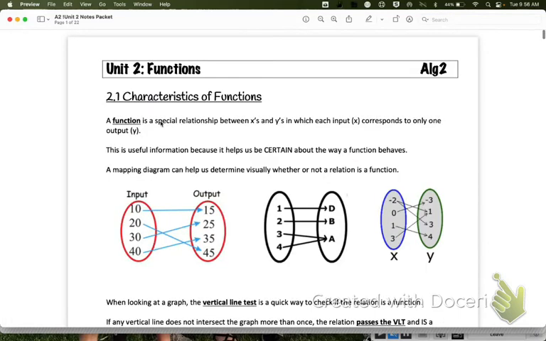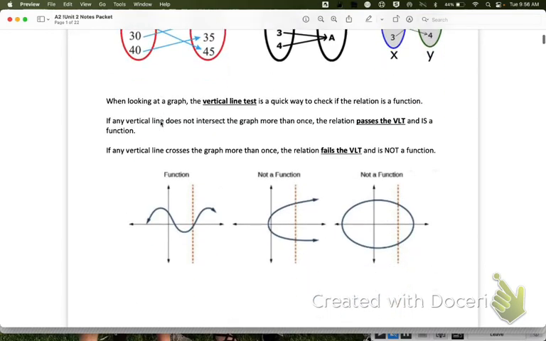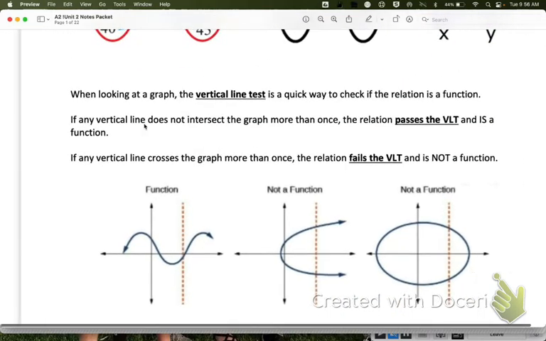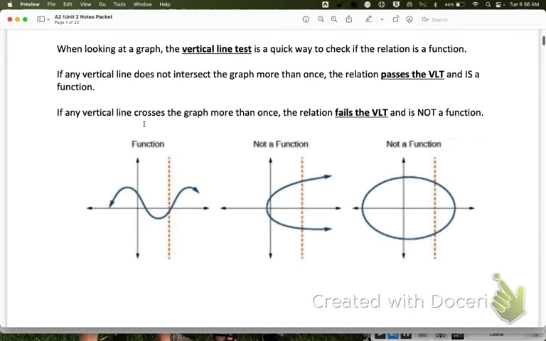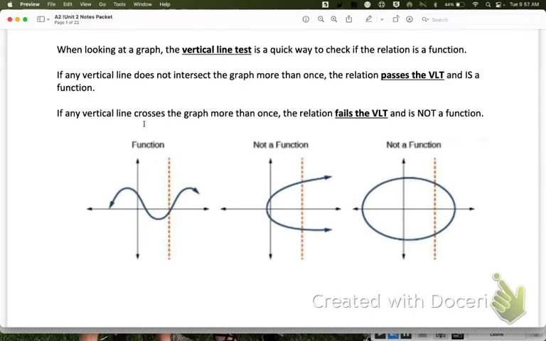Graphically, when we're talking about a function, because a graph is just a relationship of x's and y's, a vertical line test is a quick way to check if the graph of your relation represents a function. If you remember what we talked about with linear functions, a vertical line is always of the form x equals a, whatever that might be.